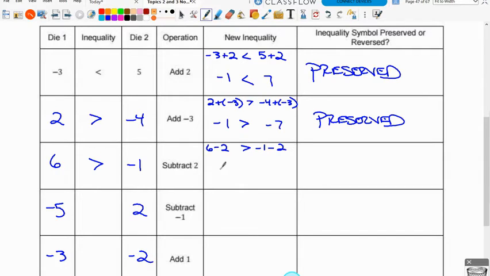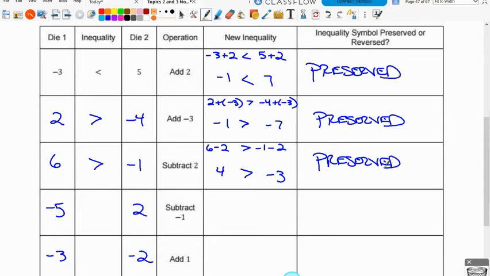Well, 6 minus 2 I know is 4. With -1 minus 2, those are same signs. So I have a -1 and a -2, which is a -3. 4 is greater than -3. So once again, it looks like my symbol was preserved. In each case, my inequality symbol said greater than. What if we subtract -1?